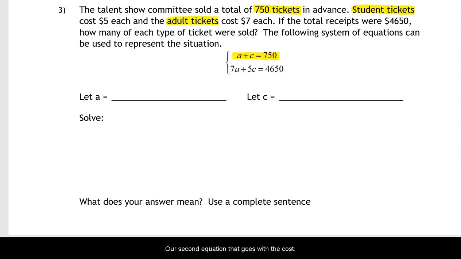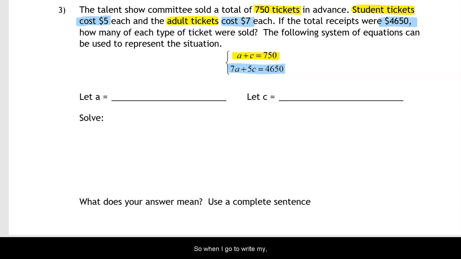Our second equation goes with the cost. So we know the student tickets were $5 and the adult tickets were $7, and their total was then $4,650. That's how we got that second equation.